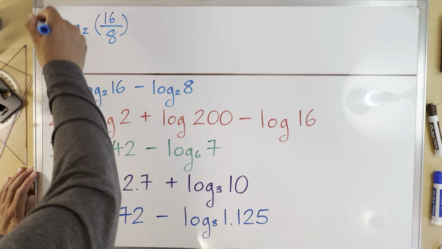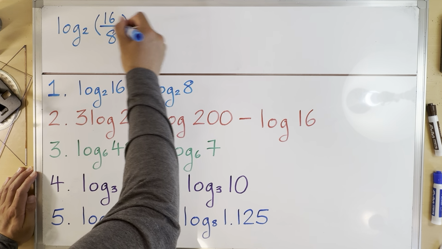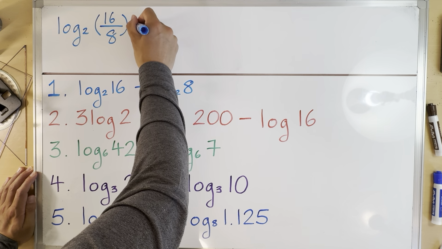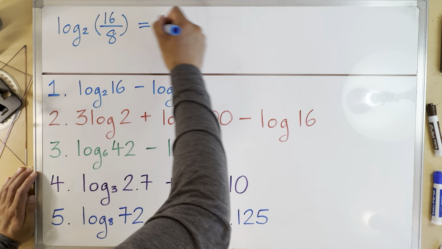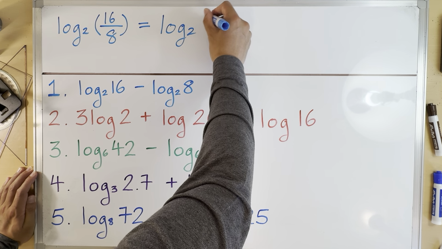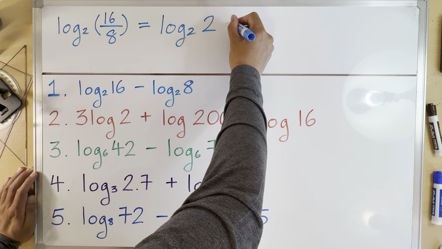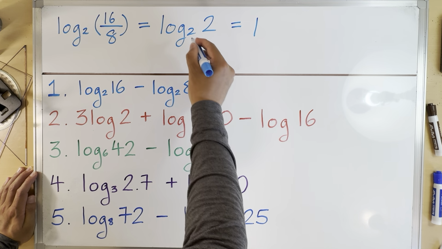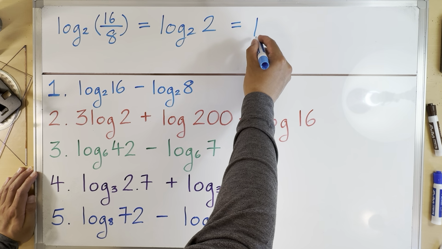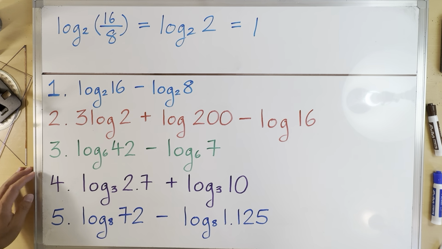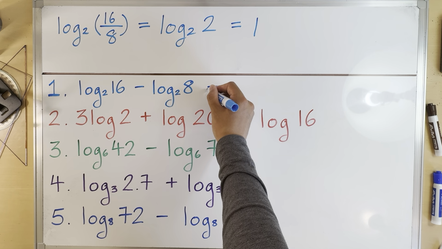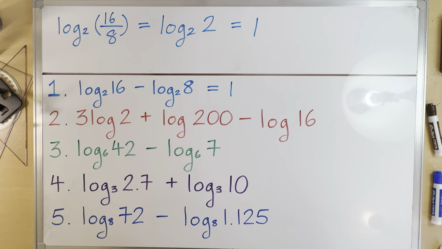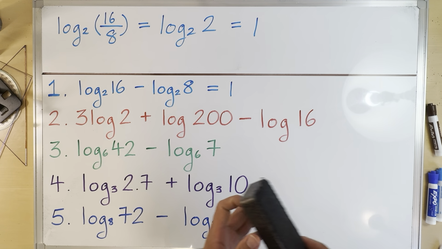Now, this becomes much easier to simplify. The log base 2 of 16 divided by 8 is equal to 2. Now this is equal to 1 because 2 to the power of 1 is equal to 2. And so therefore, the answer to problem number 1 is 1. Now let us solve problem number 2.